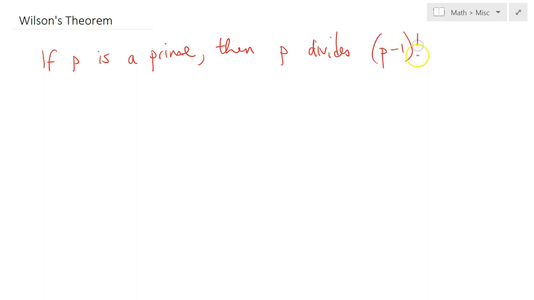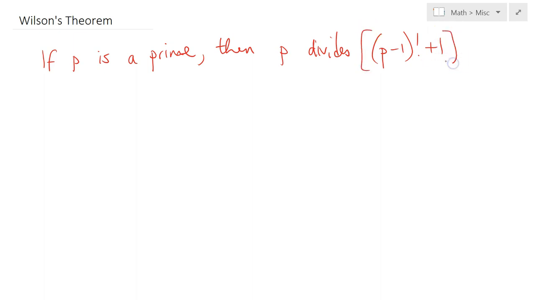Hello everybody, in this lecture I would like to provide a combinatorial proof of Wilson's theorem. Here is the statement of the theorem. If P is a prime, then P divides (P minus 1) factorial plus 1.